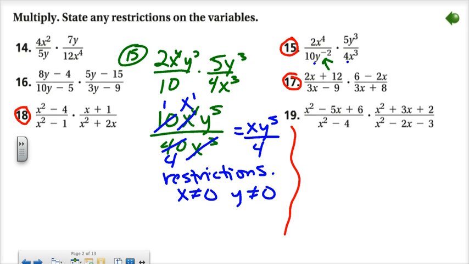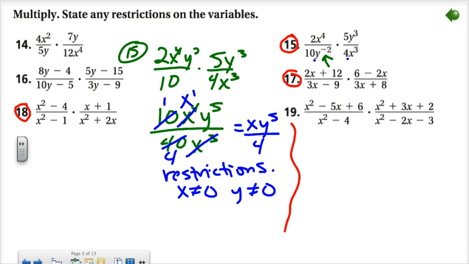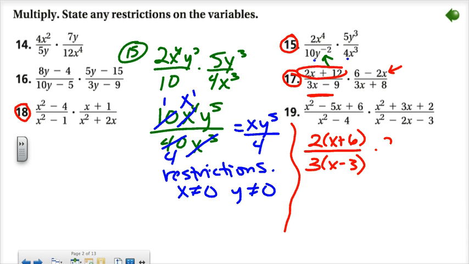Number 17 has us multiplying, but this time we have binomials. So what we want to do is look for those common monomial factors. 2x plus 12, we can take a 2 out of that, and that will leave us with x plus 6. 3 times x minus 9, or 3x minus 9 is 3 times x minus 3. When you factor a 2 out of this numerator, you'll get 3 minus x. And then on the bottom, we have 3x plus 8, and there's nothing we can do with that. There is no common monomial factor that we can pull out.